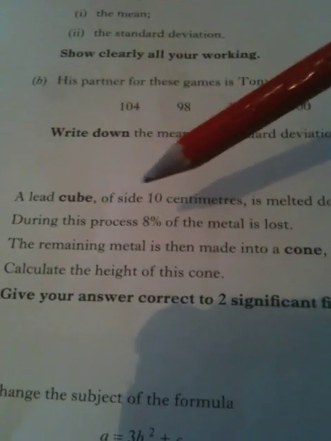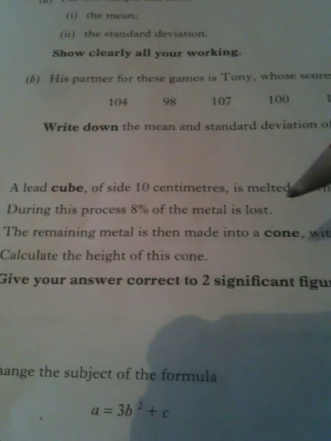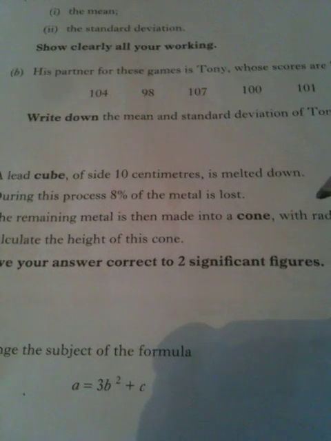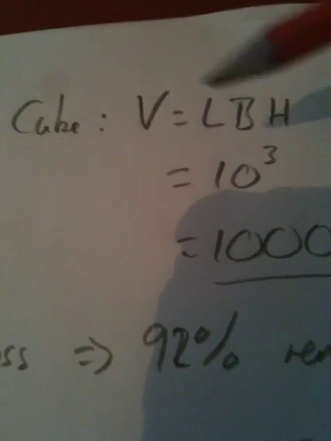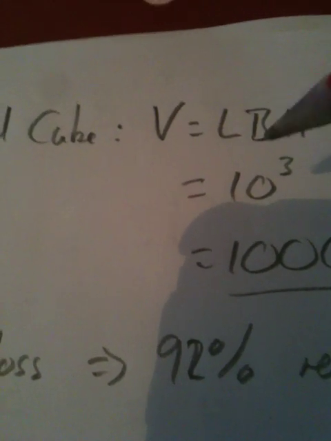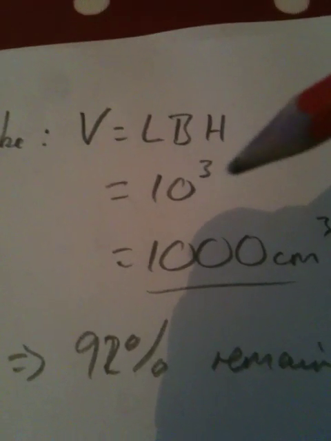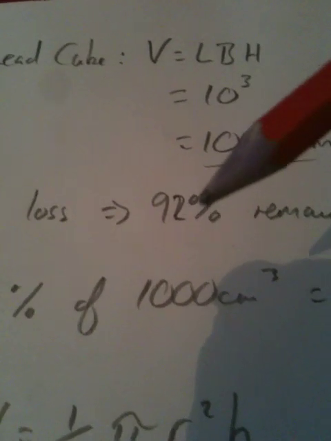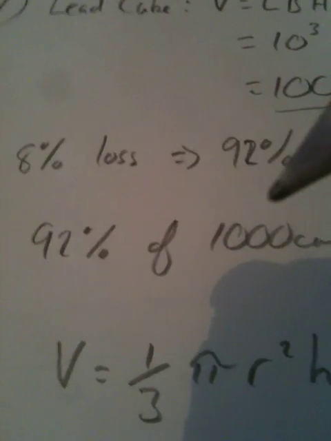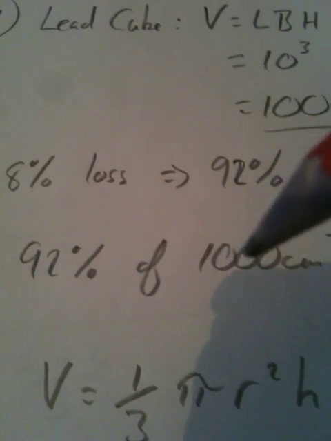Number 7, a lead cube of side 10 centimeters is melted down. During this process, 8% of the metal is lost. The remaining metal is then made into a cone. Find the height of the cone, given that the radius is 8 centimeters. So cube, all the sides are the same, so volume's either length cubed or length times breadth times height. Again, the sides are all the same, so 10 times 10 times 10, which is 1,000. 8% loss, so there's 92% left. 92% of 1,000, 92 divided by 100 times 1,000, is 920.